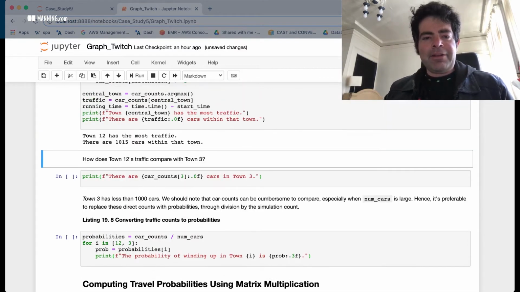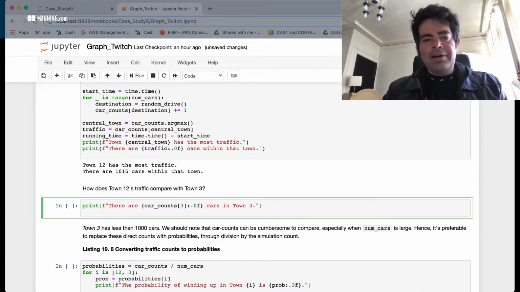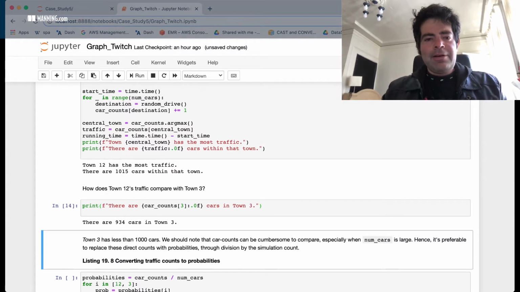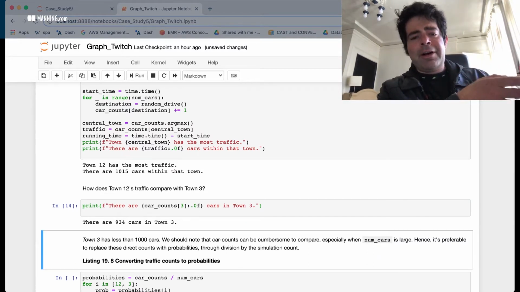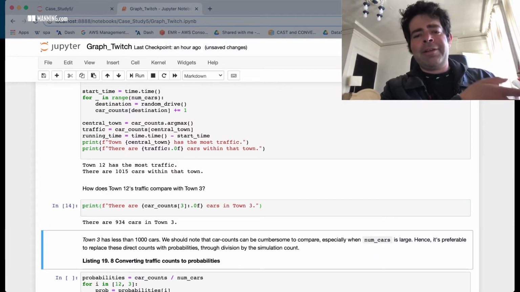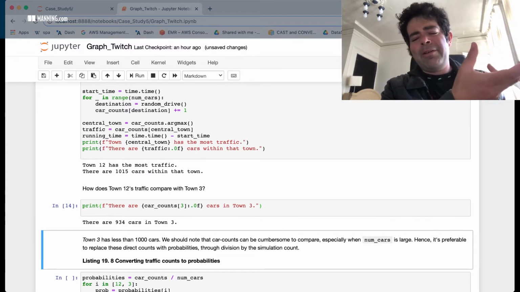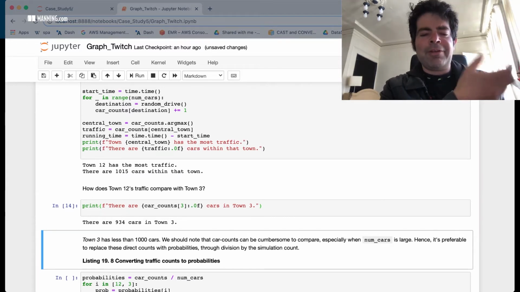So we're going to print the number of cars that are in town 3. And there are a little over 900 cars in town 3, which is a lot, but less than 1,000 cars in town 12. And at this point, I want to say that looking at these numbers, like 900, 1,000, these are hard numbers to compare. I mean, they're easy to compare, but they're large.